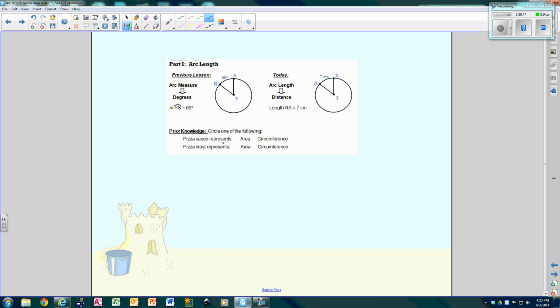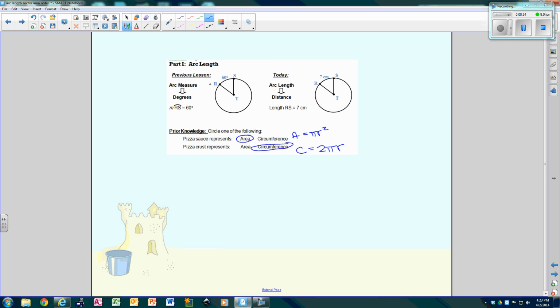All right, so we're going to start out with talking about arc length, which is your pizza crust. Pizza sauce represents area and pizza crust will represent your circumference. So remember, area is pi r squared and circumference is 2 pi r.